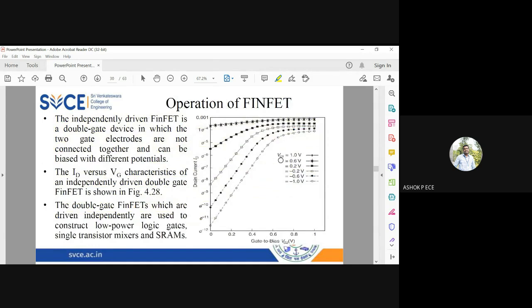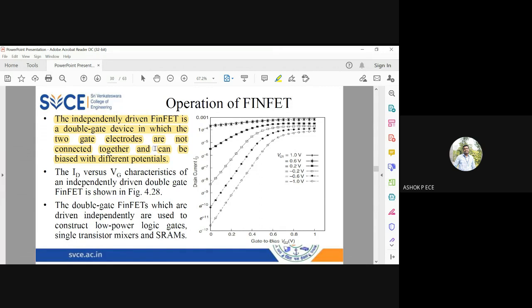Operation of FinFET: I'm going to plot the gate bias voltage VG2 versus ID at constant VG1. The independently driven FinFET is a double gate device in which the two gate electrodes are not connected together and can be biased with different potentials. So you have two gates, VG1 and VG2, and I can give different voltages for VG1 and VG2 and measure their effect on the drain current characteristics. You can see the graph here showing the drain current characteristics.